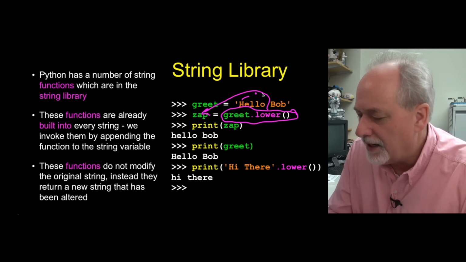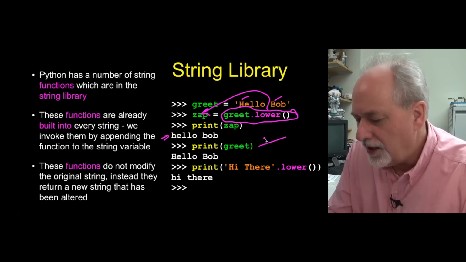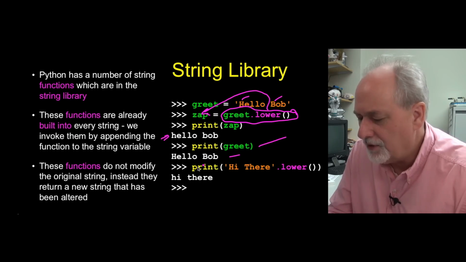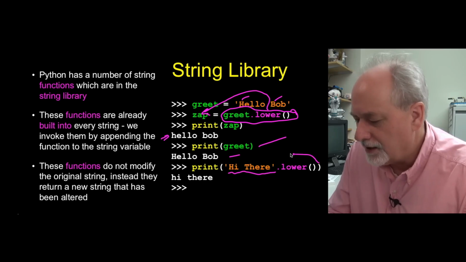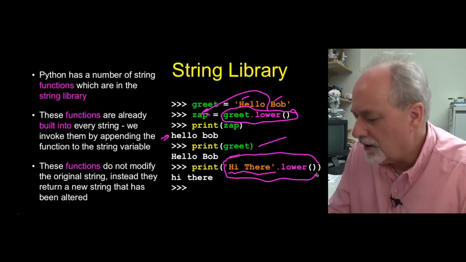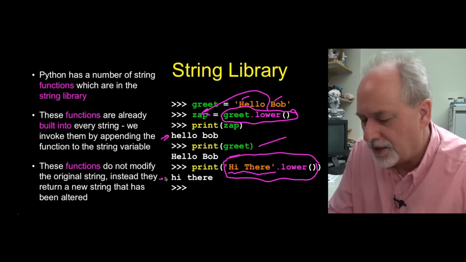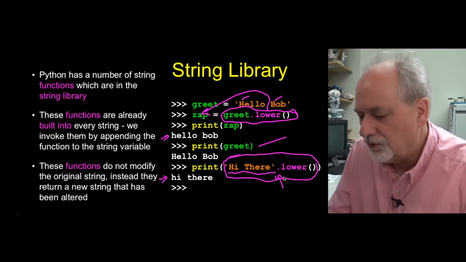Here I have hello Bob with an uppercase H and B, and what I get back in zap is hello bob all lowercase. Note that greet is unchanged. Hello Bob is still there. You can even call these methods on constants. This is a string object, quote hi there quote, dot lower, which says call lower on this bit of string and give me back a lowercase version of it. It prints out as the return value.